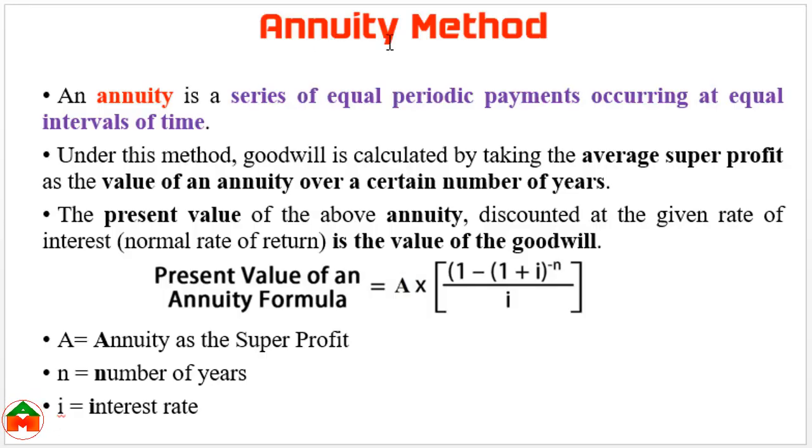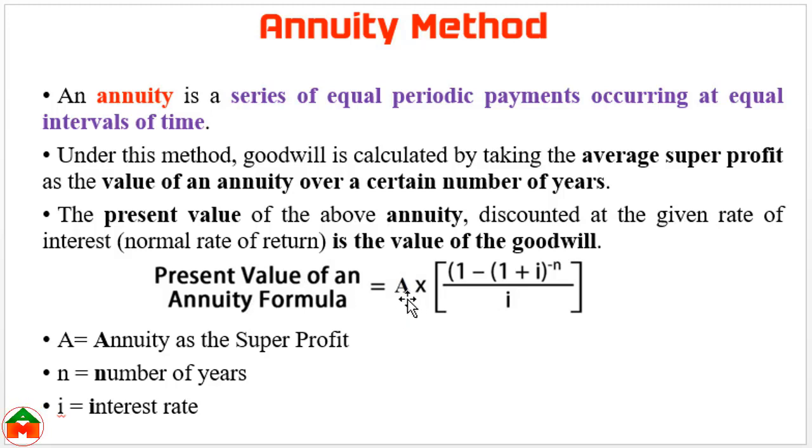So our last method is the annuity method. What is annuity? Annuity is a series of equal periodic payments occurring at an equal interval of time. Under this annuity method, goodwill is calculated by taking the average super profit as an annuity. That means the average super profit should be considered as an annuity, and that annuity should be discounted with an interest rate for a number of years. However, the present value of the annuity would be considered as the goodwill. Again I am repeating, the present value of the annuity discounted at the given rate of interest, I mean the normal rate of return, is the value of goodwill.